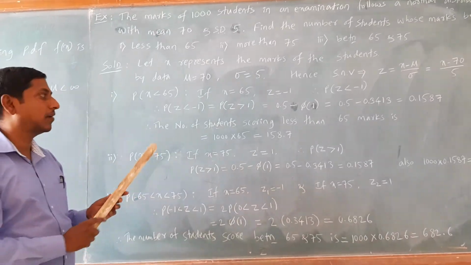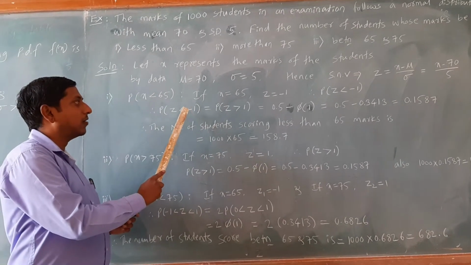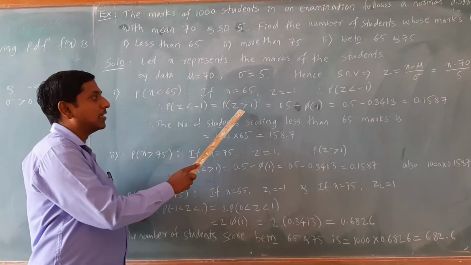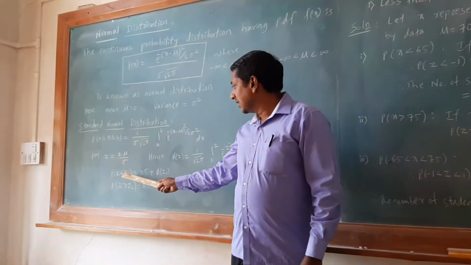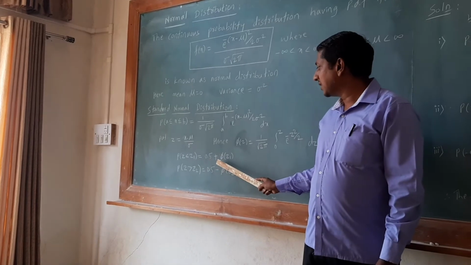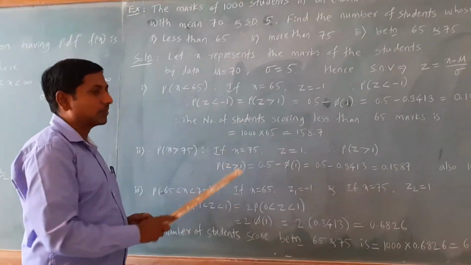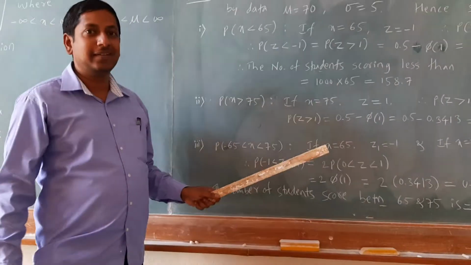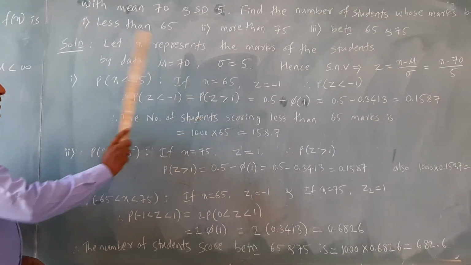Then only it is possible to write the value in the normal distribution table here. So z is greater than 1. Again we have to use the condition: if z is less than z1, our condition is 0.5 plus phi of z1. So here, start: probability of z is greater than 1.